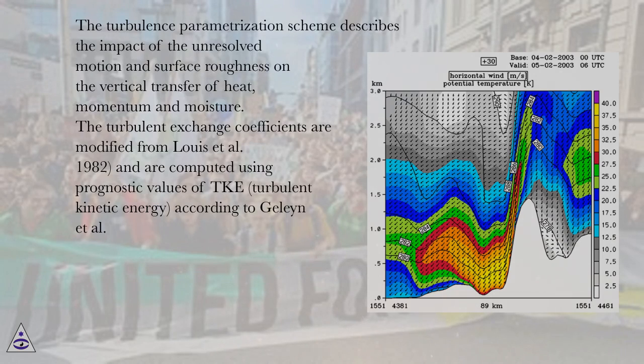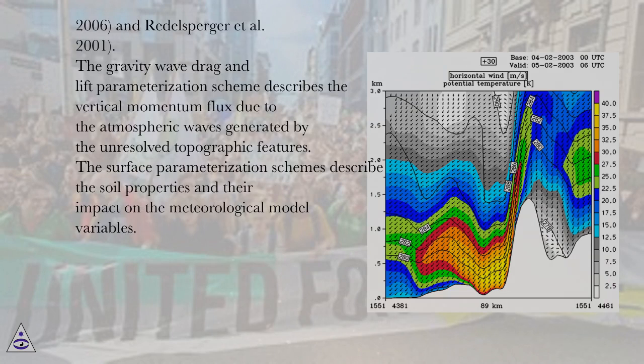The turbulence parameterization scheme describes the impact of the unresolved motion and surface roughness on the vertical transfer of heat, momentum and moisture. The turbulent exchange coefficients are modified from Louis et al. 1982, and are computed using prognostic values of TKE, turbulent kinetic energy, according to Geleyn et al. 2006, and Redl-Sperger et al. 2001. The gravity wave drag and lift parameterization scheme describes the vertical momentum flux due to the atmospheric waves generated by the unresolved topographic features.